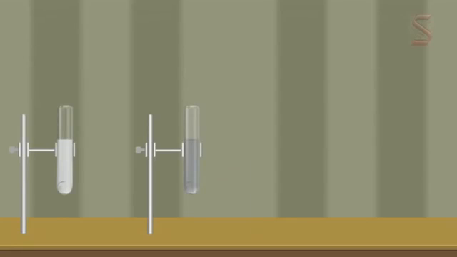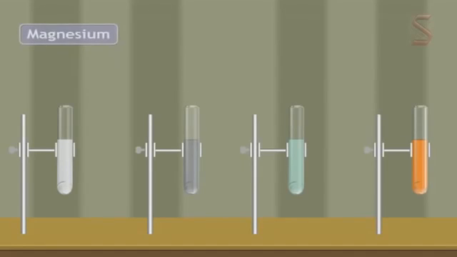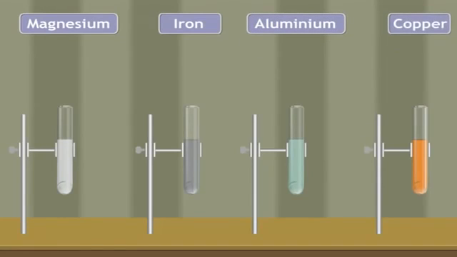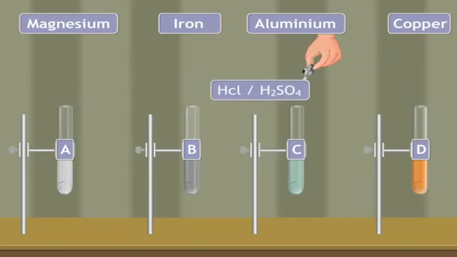Let's take 4 different metals: magnesium, iron, aluminium, and copper in 4 different test tubes A, B, C, and D respectively. To these test tubes, we add 5 milliliters of dilute hydrochloric acid or sulfuric acid using a dropper. We can now heat the test tubes gently using a Bunsen burner.